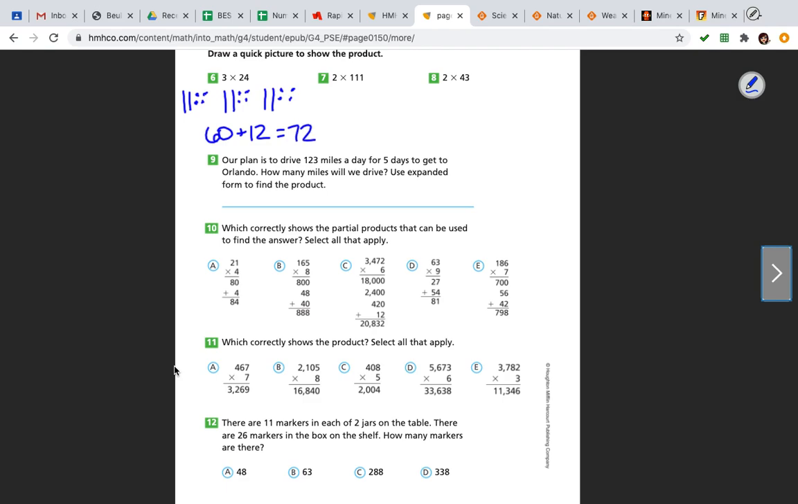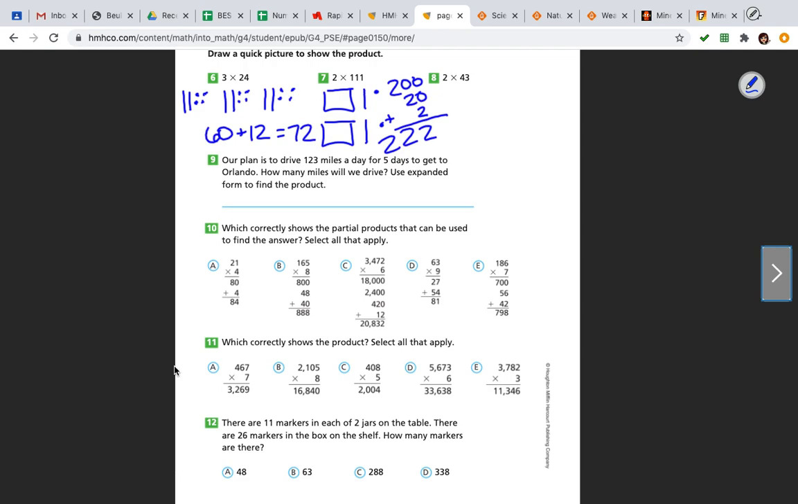2 times 111. So 100 is our flat. So 100 plus 10 plus 1. Let's draw another 100 plus 10 plus 1. We can add this together. That's 200s. So 200 plus 20 plus 2. You should have 222.